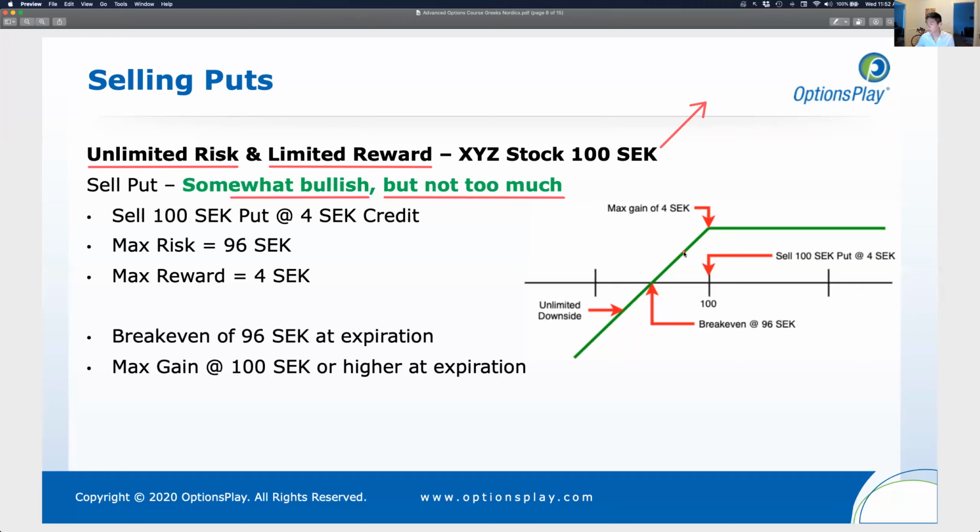So let's say in this particular case, I have stock XYZ. I think it's going to go higher. So let's say I sell a 100 strike put. I sell the 100 strike put. And in this particular case, because I sold the contract, instead of buying, before I paid 4 crowns for that call option. Here, because I sold the put, I get paid 4 crowns. So this is the key to understanding selling a put.